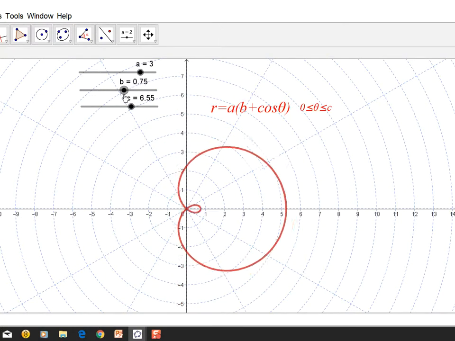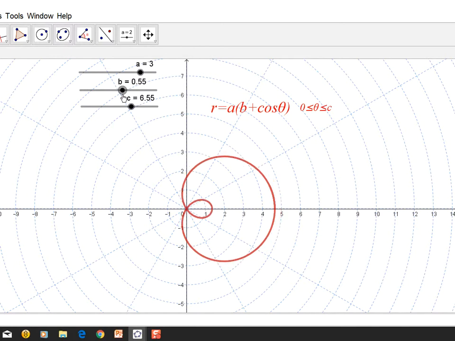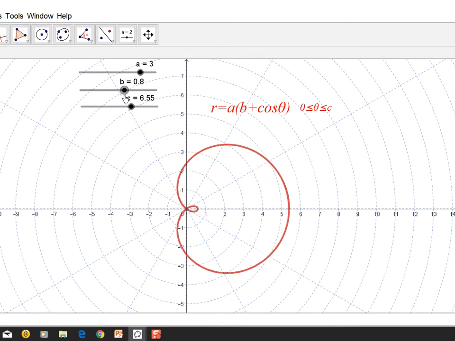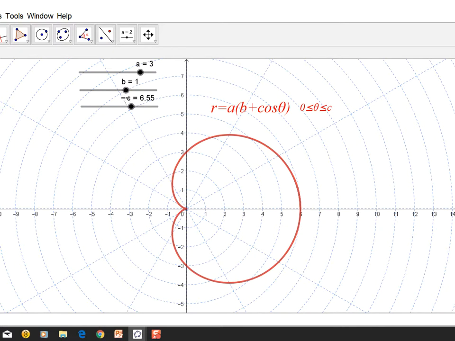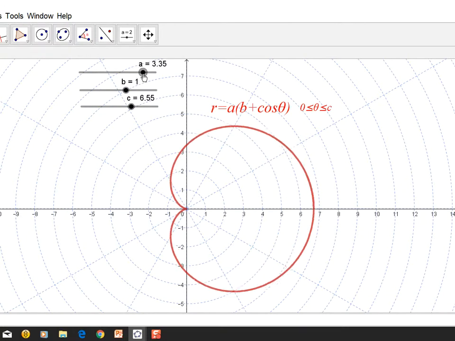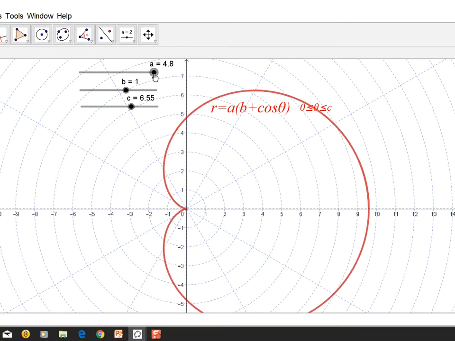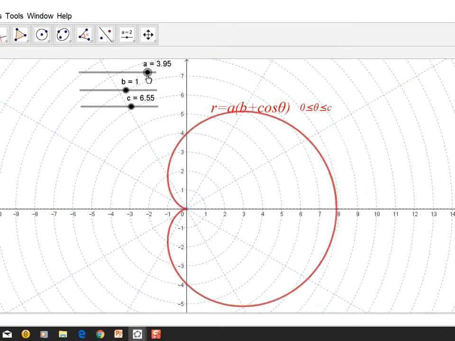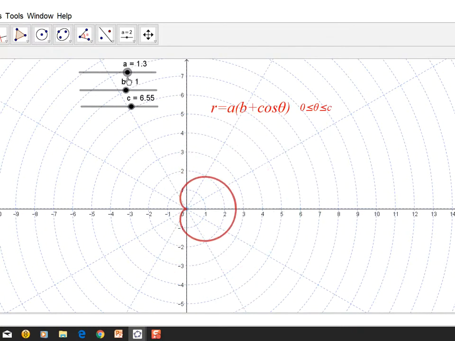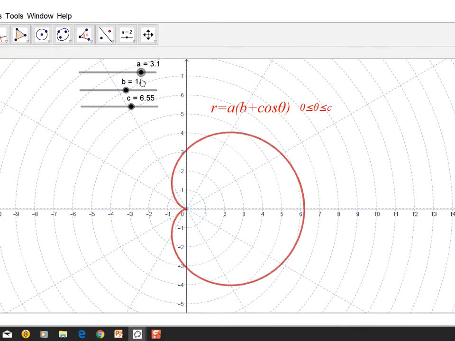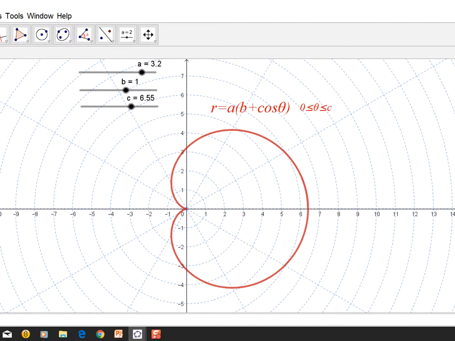If I go the other way, then you'll see that the curve actually goes into the negative part of the graph. That's because b plus cos theta becomes negative. And then we're back to the one that we started with. Changing the value of a, on the other hand, leaves our curve looking the same shape, just increases its size. So that's an enlargement scale factor going on there, increasing the value.